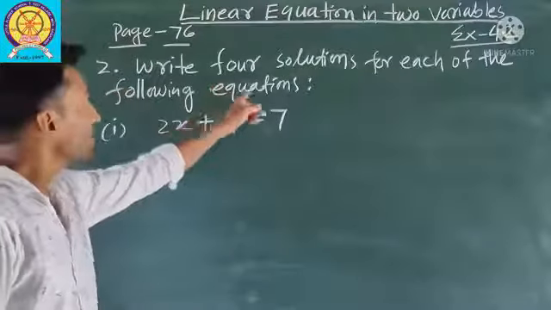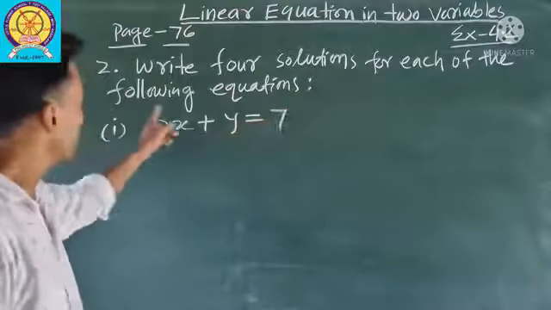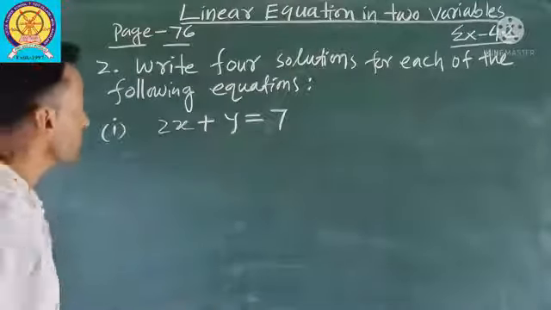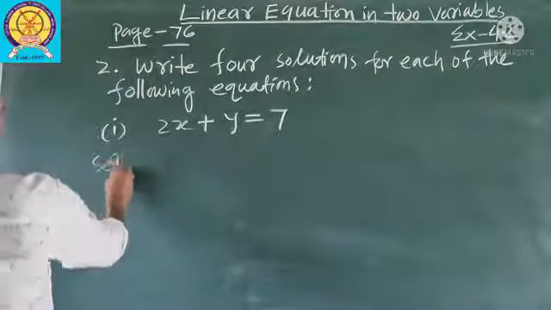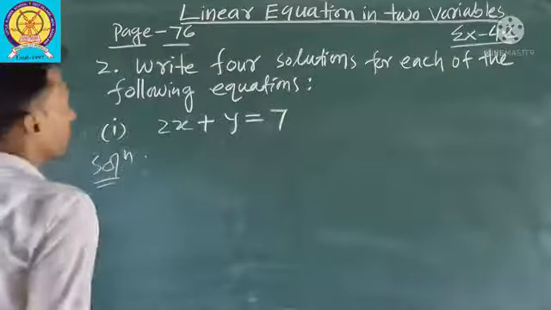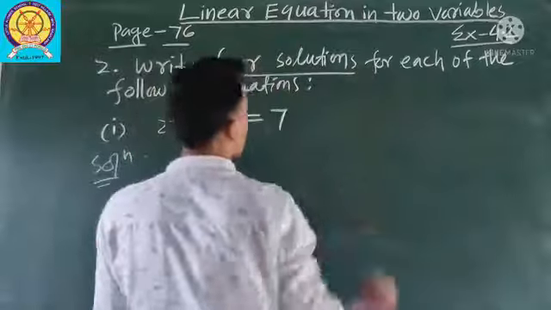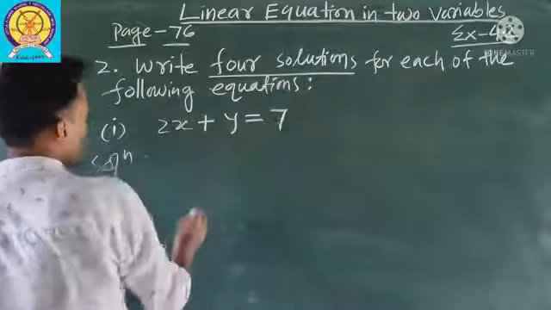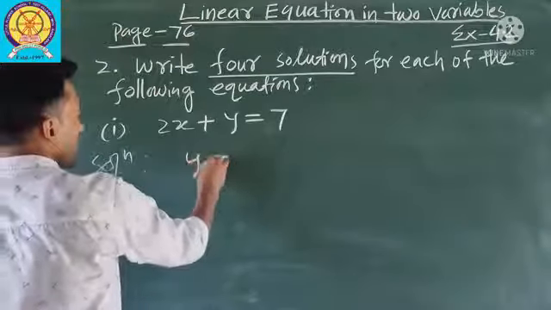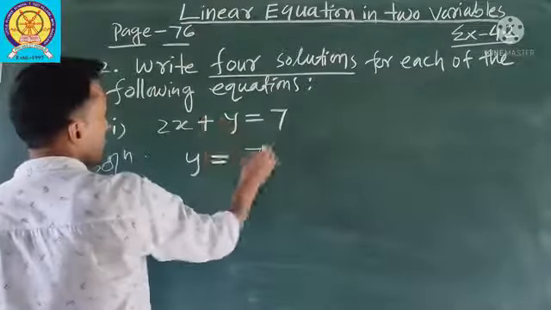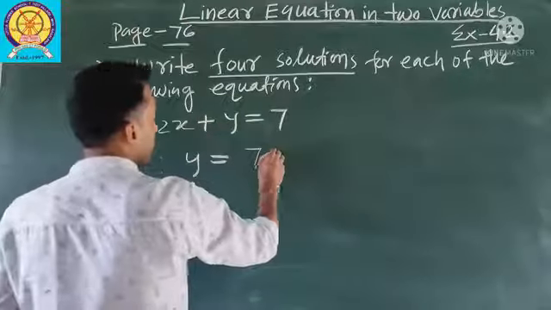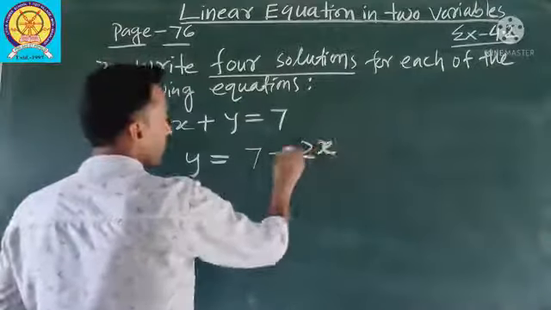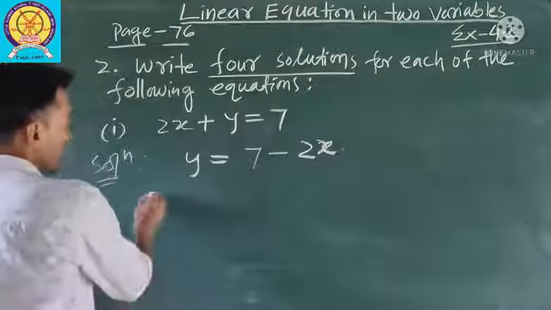Number 2. Write 4 solutions for each of the following equations. Number 1: 2x + y = 7. So you have to find 4 solutions. Here you see 2x + y = 7. So y is equal to 7, you take this 2x to the right hand side and it becomes negative: y = 7 minus 2x.